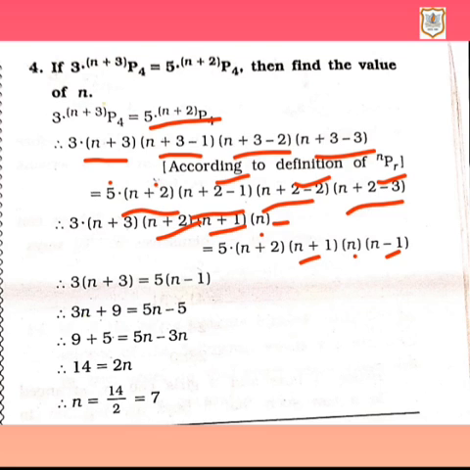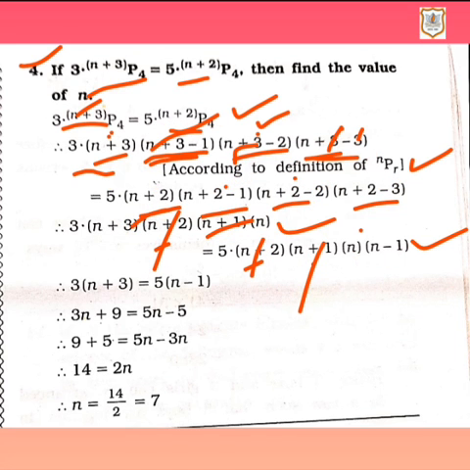Now, whatever is the same, we'll cancel that. n+2 will cancel, n+1 will be cancelled with n+1, n will be cancelled with n. What remains is 3 multiplied by (n+3) is equal to 5(n-1).